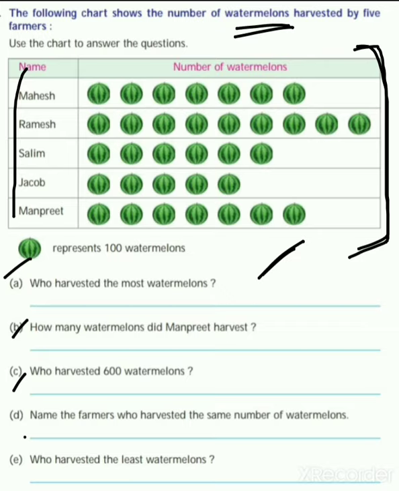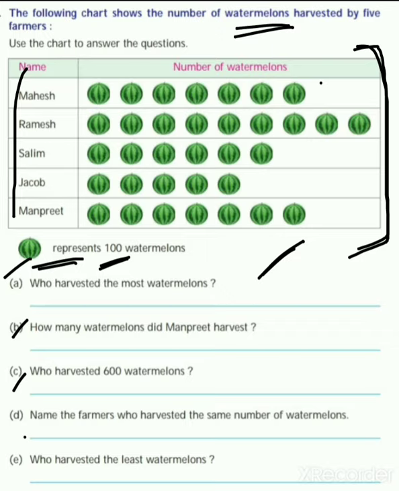How will we find the answers? You can see here a scale is given to you. Here one watermelon represents 100 watermelons. Here is a picture of a watermelon, and one watermelon represents how much? 100 watermelons. So let us start.